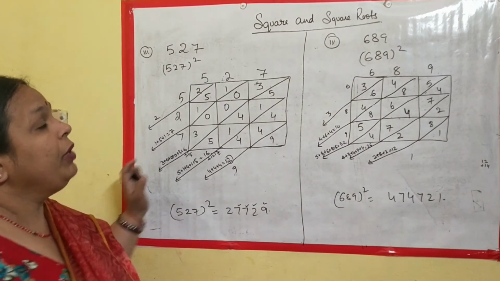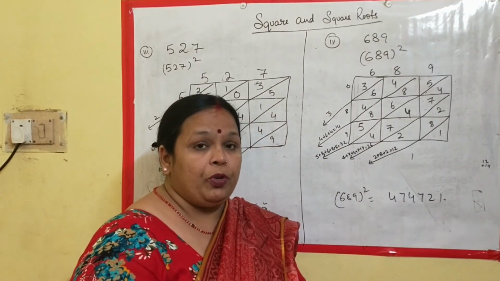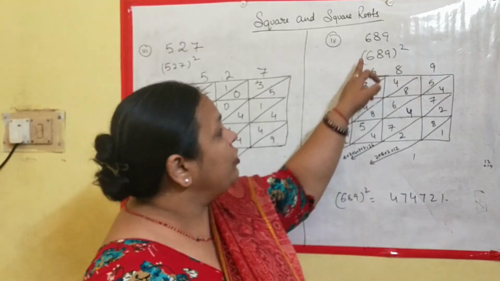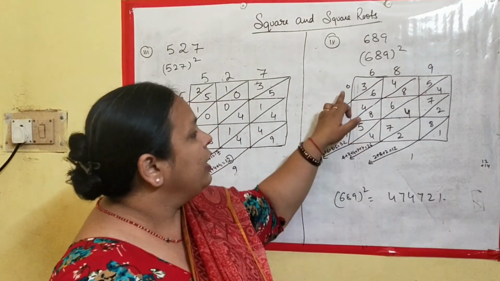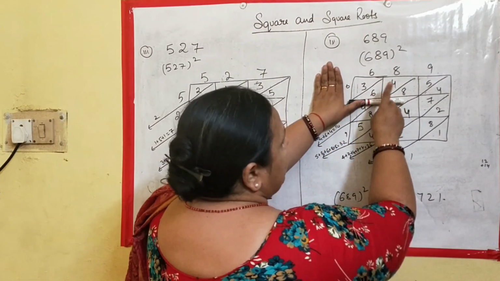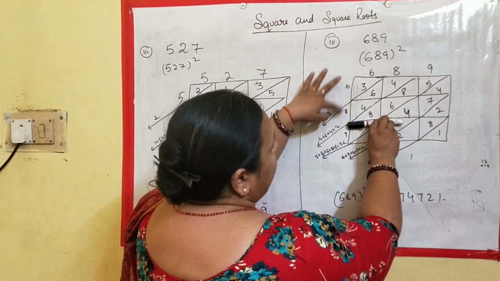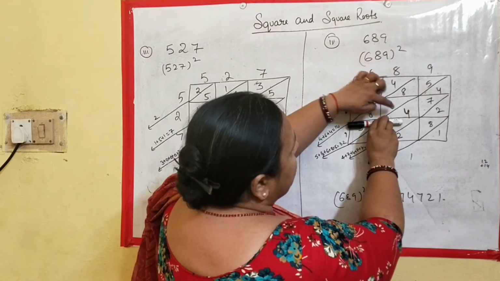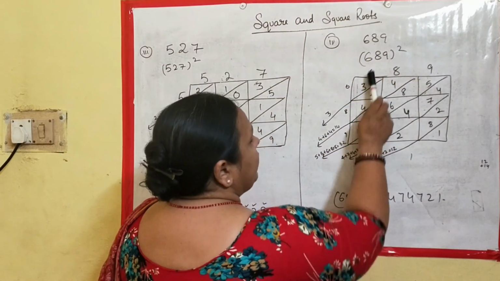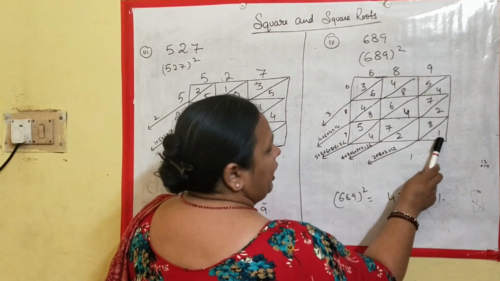Coming to 689 square, again a square is to be drawn, that is 3 rows and 3 columns. Mention the number 689, 689. 6 6s are 36. First multiply the first one. 6 8s are 48, 6 9s are 54. Then 8 6s are 48, 8 8s are 64, 8 9s are 72. Third one, 9 6s are 54, 9 8s are 72, 9 9s are 81.